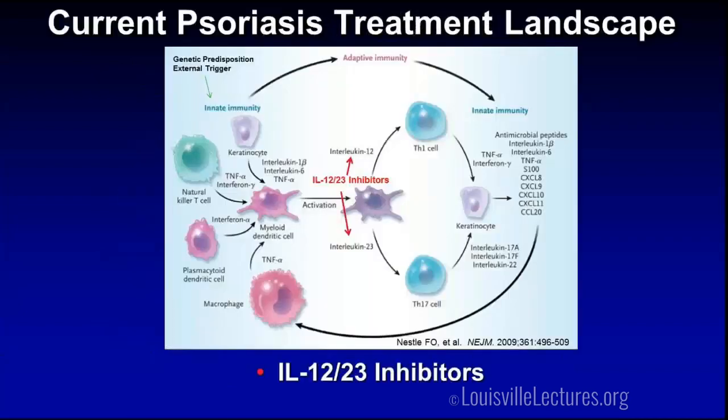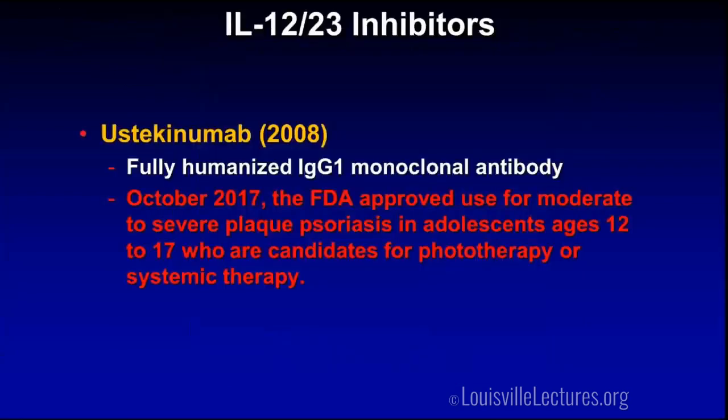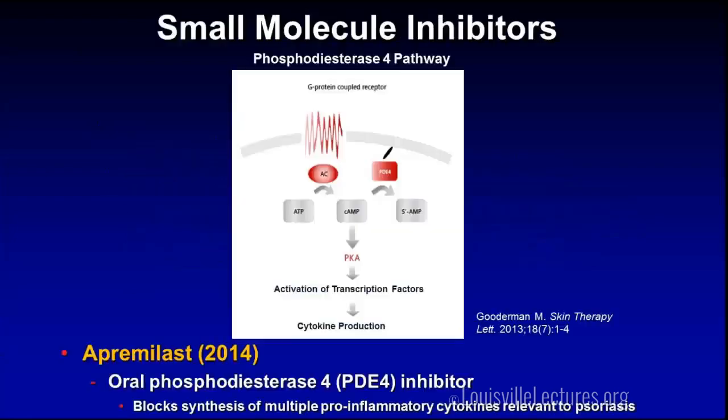severe psoriasis. The IL-12/23 inhibitors, there's one of these medications, ustekinumab. It's been available for 10 years, and in 2017 the FDA approved it for use in patients with moderate to severe psoriasis between the ages of 12 to 17. Again, a big win for those young adults who are unlucky enough to have this disease. Apremilast is a small molecule inhibitor. It is an oral medication that was FDA approved in 2014, and it works within cells to block phosphodiesterase 4, and in blocking that prevents the production of pro-inflammatory cytokines.